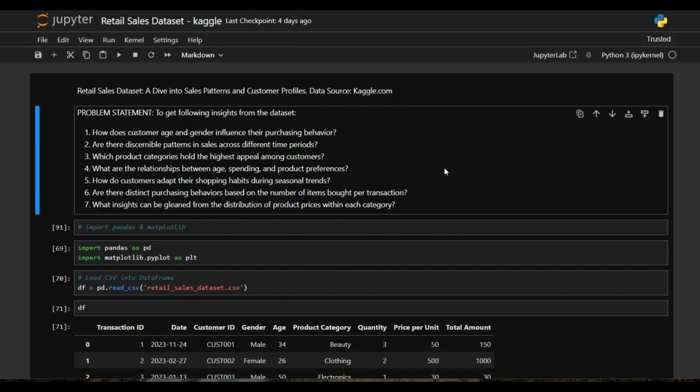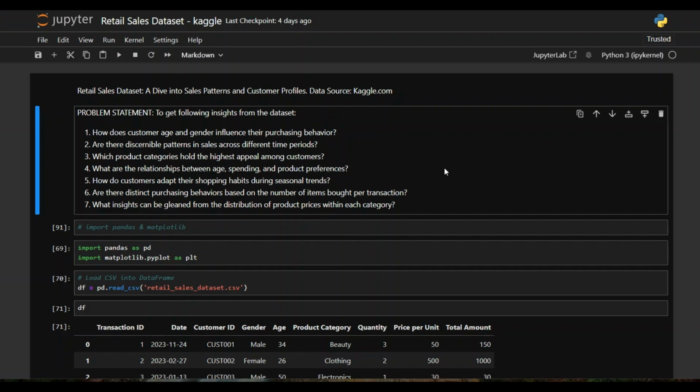To start with, I have a couple of insights that I'm going to be looking at. We're looking at the customer age and gender as they influence purchasing behavior. We're looking at the patterns in sales across time periods. I'm looking at the product categories that hold the highest appeal among customers. Then the relationship between age, spending, and product preferences of customers. The shopping habits of customers during seasonal trends, the distinct purchasing behaviors based on the number of items bought per transaction, and then finally the distribution of product prices within each category.